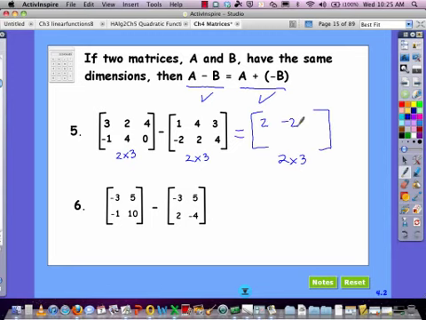4 minus 3. Now we go to the second row, -1 subtract a -2. Be careful, because that would be -1 plus 2. Then 4 subtract 2, and then 0 subtract 4. So in the end, you still have a 2 by 3, but that matrix represents the subtraction, or the difference of those 2 matrices.